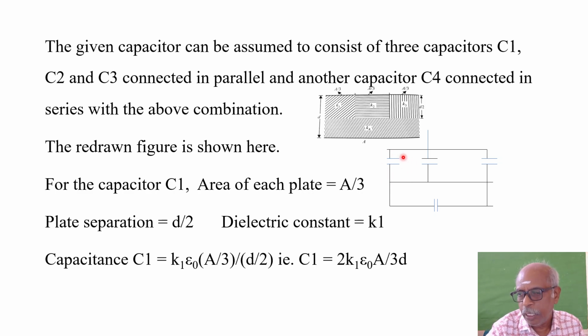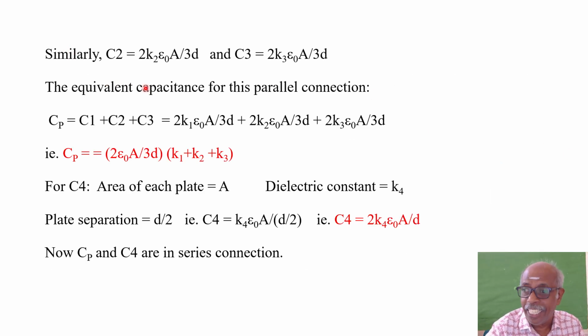Similarly, for C2 also, the area of each plate is A by 3 and the distance of separation is D by 2. The dielectric constant K2 is the only difference. For C3, the plate separation is D by 2, the area of each plate is A by 3, with dielectric constant K3. So C1 is equal to 2 into K1 into epsilon naught A divided by 3D. Similarly, C2 is equal to 2 into K2 epsilon naught A divided by 3D. C3 is 2 into K3 into epsilon naught A divided by 3D.